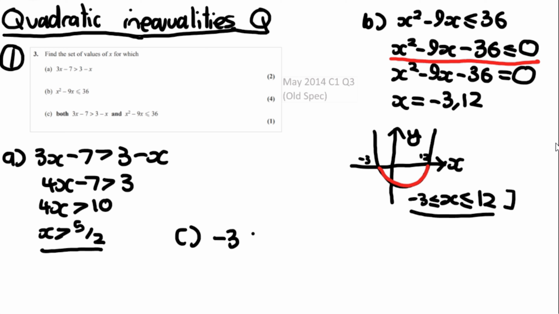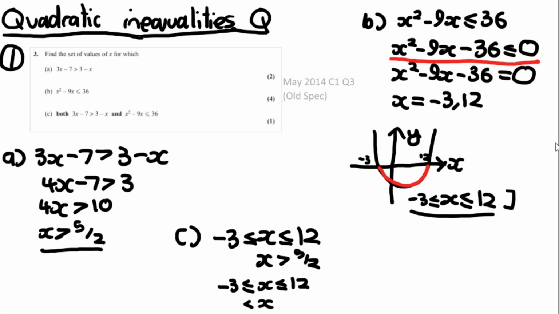So I'm just going to do it by my method, where we write them all like that, and then we write them all with x in the middle, and then we write them all with the inequalities going in the same way. So the top one's fine, but the bottom one I'm going to change the direction. So x is greater than 5 over 2, so I'm going to write that as 5 over 2 is less than x in this way.